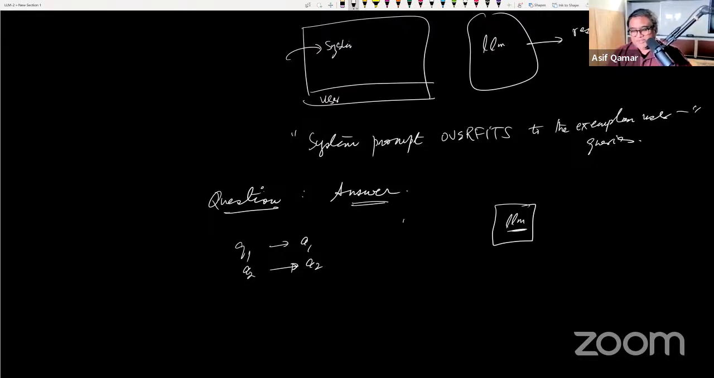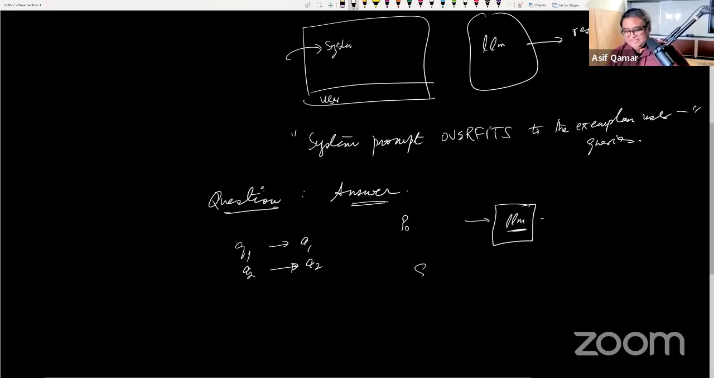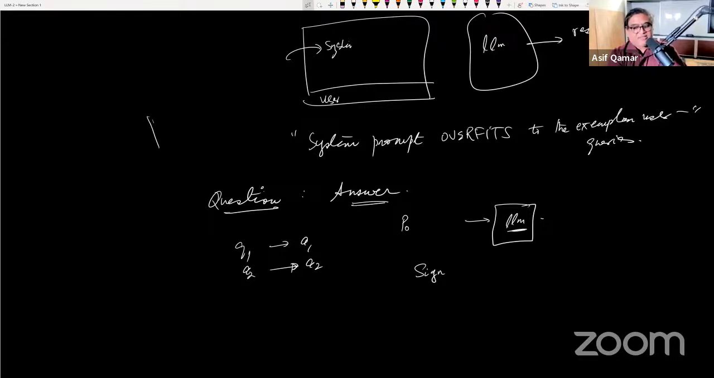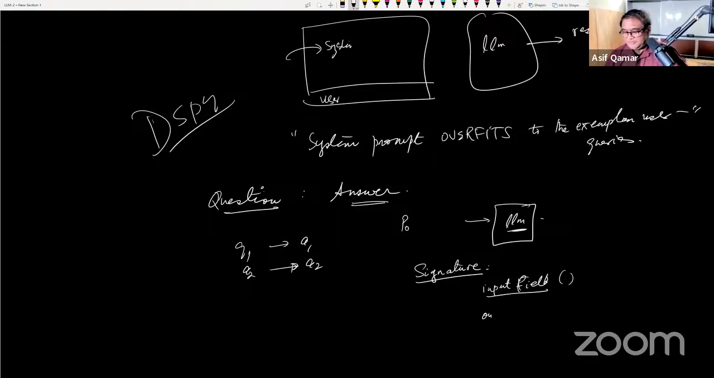We start with a prompt, P0, right? And first of all, you define your problem. You define your problem using what is called a signature. In this framework, DSPy, signature. In any problem, you have to give a signature. What is the input? So you'll have an input field. If it is text, just leave it as that, input field. You may have an output field. So question, for example, is an input field. Answer is an output field.